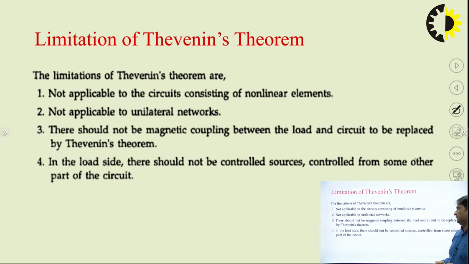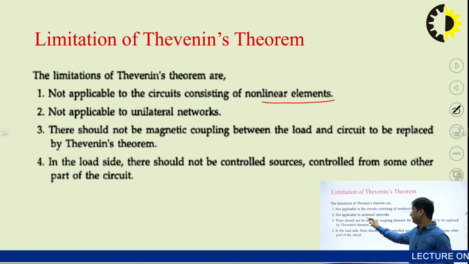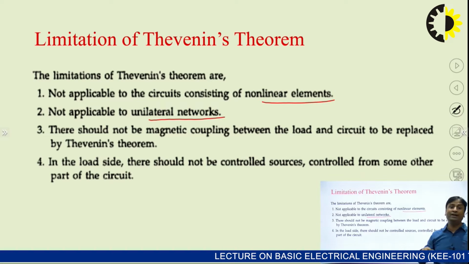Now this theorem is very important and has certain advantages, but it also has some limitations. The first is that it is not applicable to circuits that consist of non-linear elements. So this theorem is not applicable where a circuit has some non-linear element. It is only applicable to linear circuits. It is also not applicable to unilateral networks. It is only for bilateral networks.